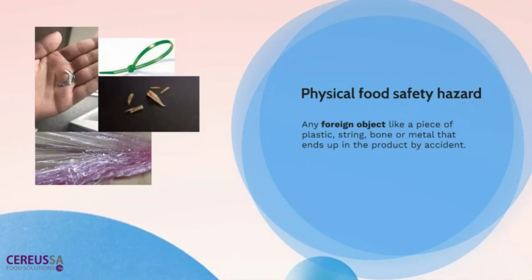Physical food safety hazards. That can be any foreign object, like for instance, a piece of plastic, piece of string, bone, or metal that by accident ends up in a food product. And that would be called a physical food safety hazard. Somebody can get injured by biting on a piece of metal. A small child can choke on a piece of plastic that was inside a product.